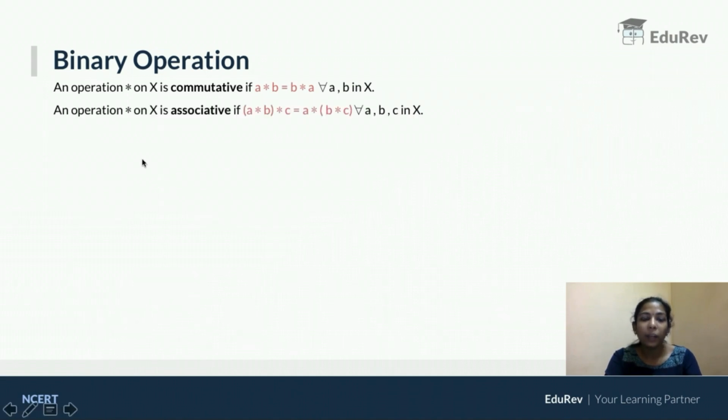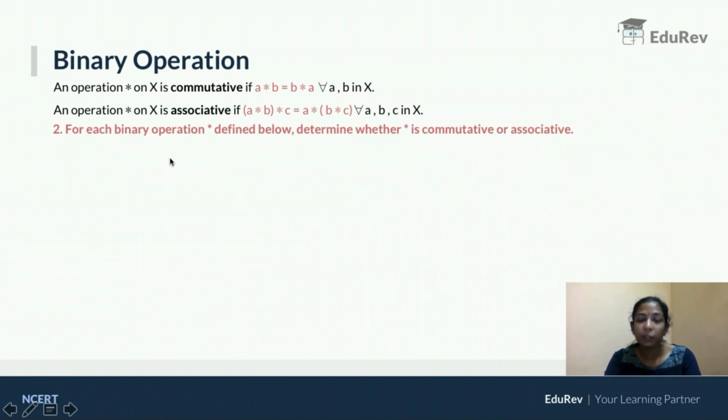And an operation star on X is associative if (A star B) star C is equal to A star (B star C) for all A, B, C in X. The same properties, right? But instead of addition, subtraction and all what you have seen before, it will be having only star as the difference. Let's try to understand it with an example.